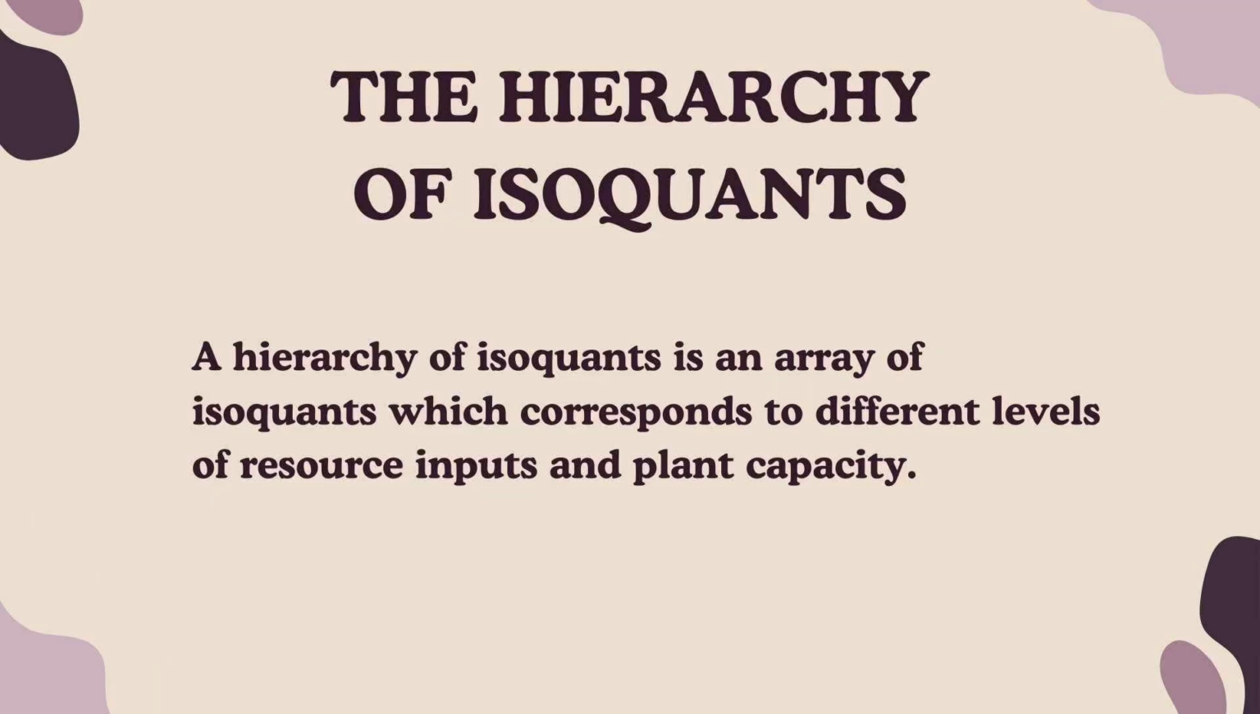A hierarchy of isoquants is an array of isoquants which corresponds to different levels of resource input and plant capacity. A hierarchy of isoquants, also known as an isoquant map, is a series of isoquants representing various levels of output based on different combinations of resource inputs such as capital and labor.